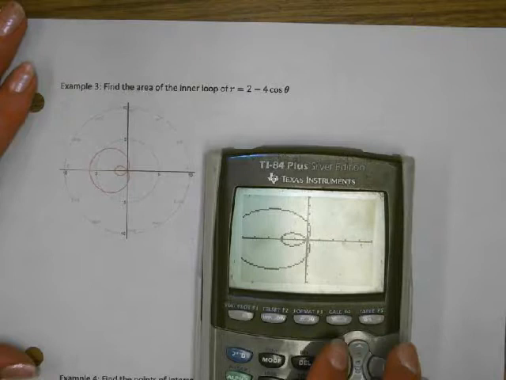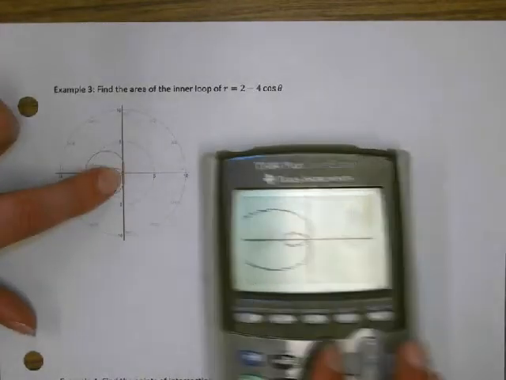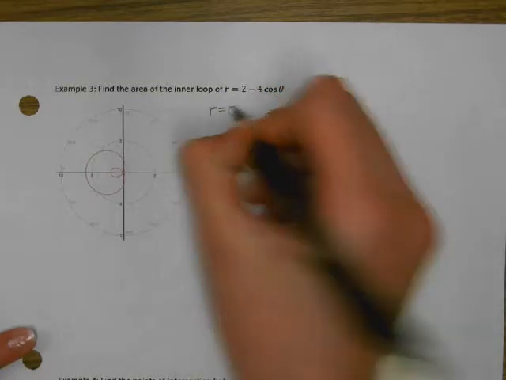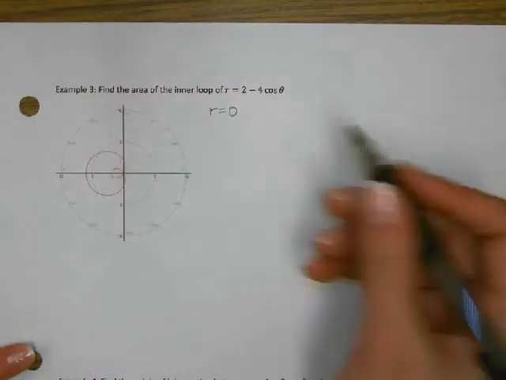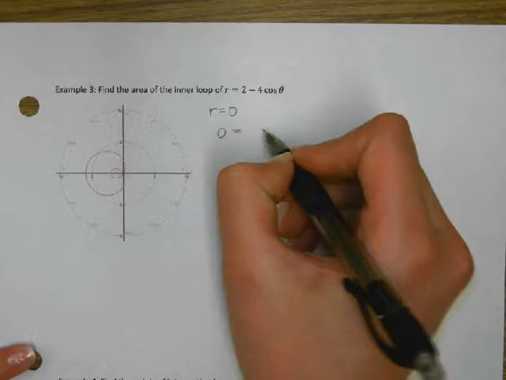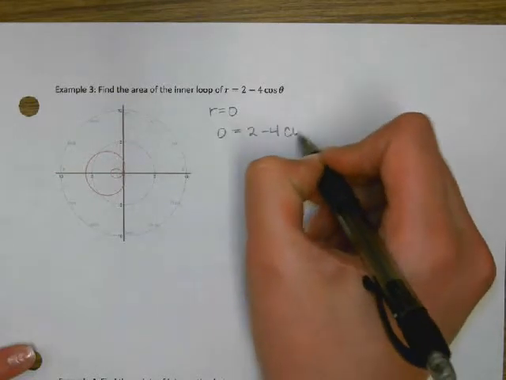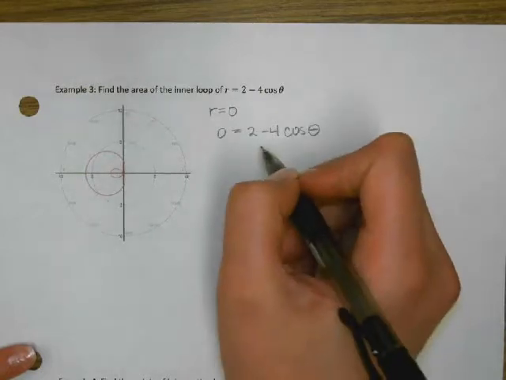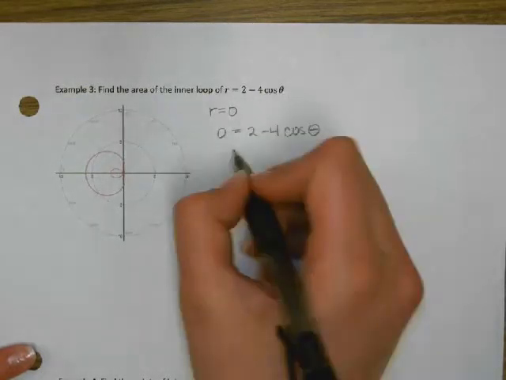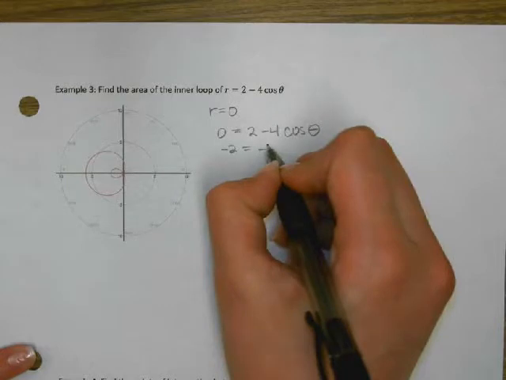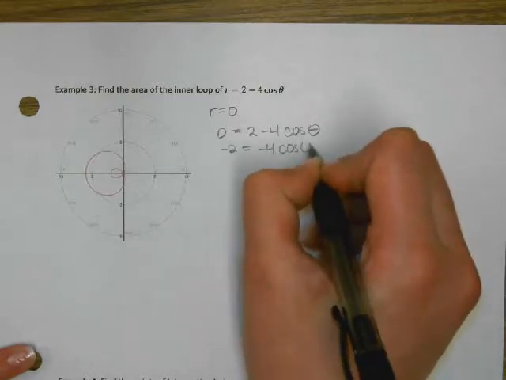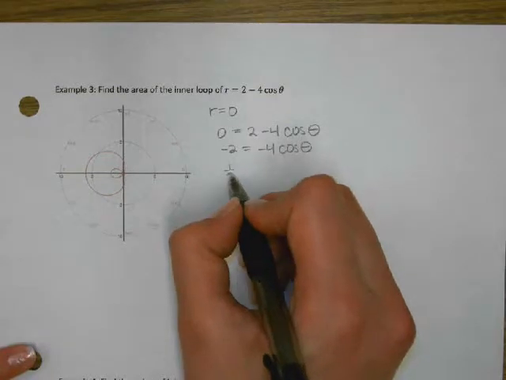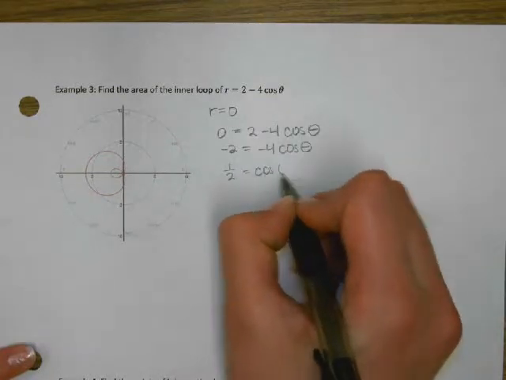So to do that, we know that the loops come together at the pole. So we're going to say that r is going to equal 0. That's where the loops intersect each other. And so 0 equals 2 minus 4 cos theta. And I want to solve for theta. So I'm going to go ahead and subtract the 2 over. And then I'm going to divide the negative 4 over. So 1/2 equals cos theta.